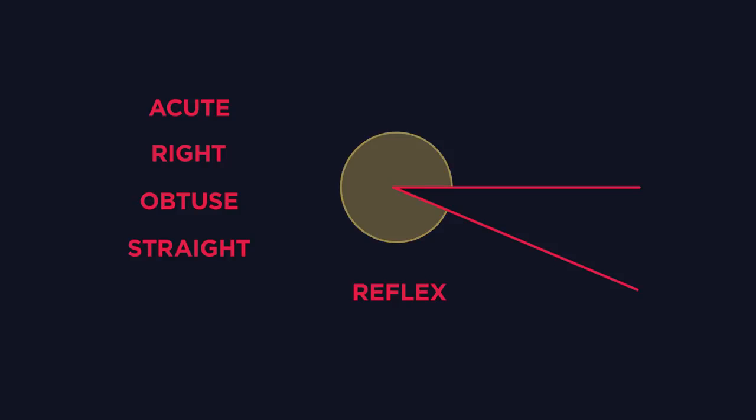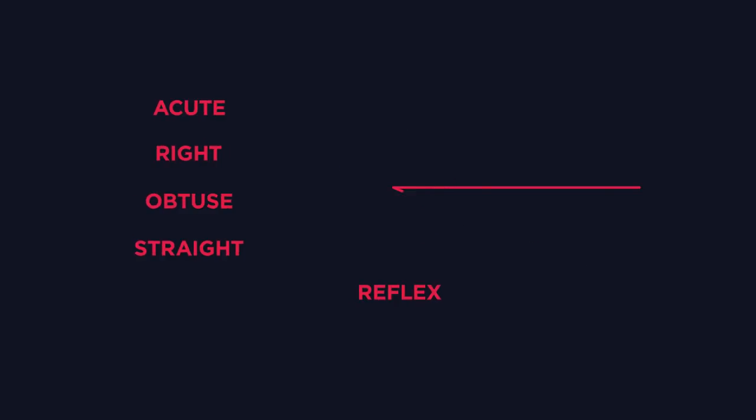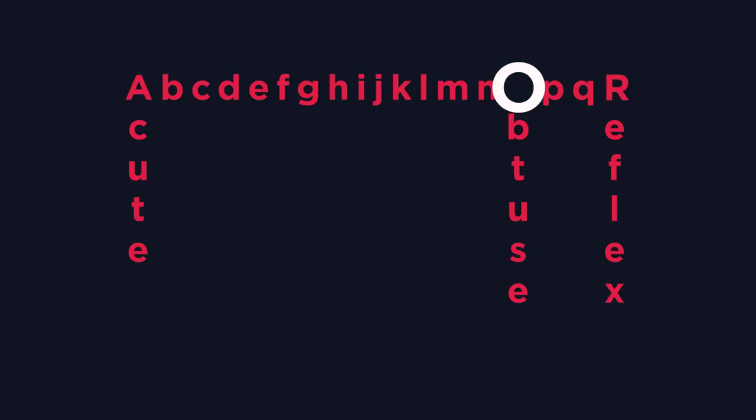So then last up are angles bigger than 180 degrees. These are called reflex angles. An easy way to remember the smallest is acute, then obtuse, and the biggest is reflex, is just to know that they go in alphabetical order: A, O, R.